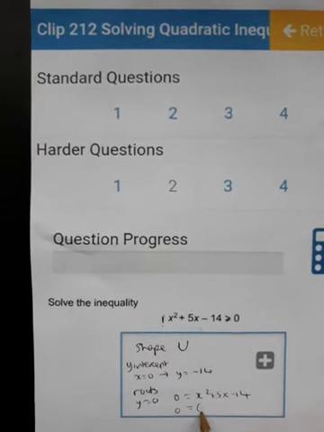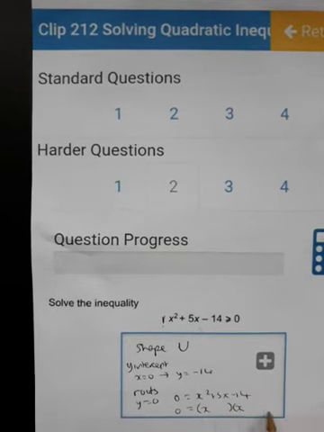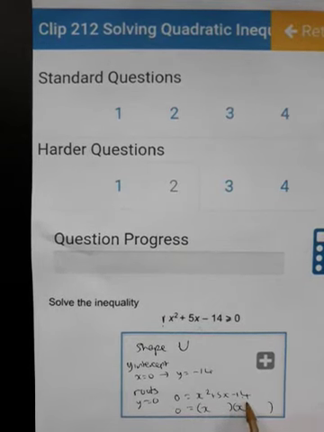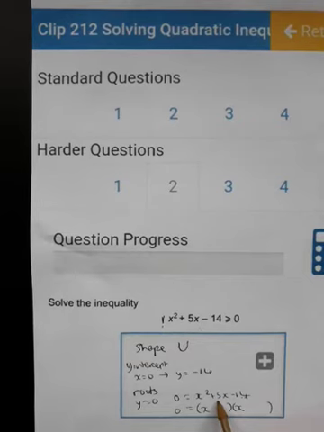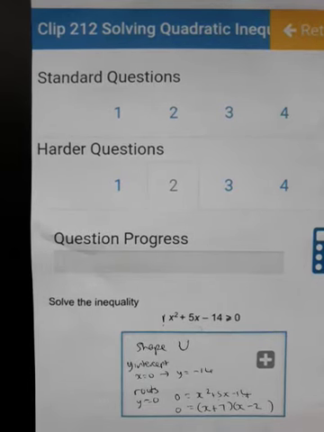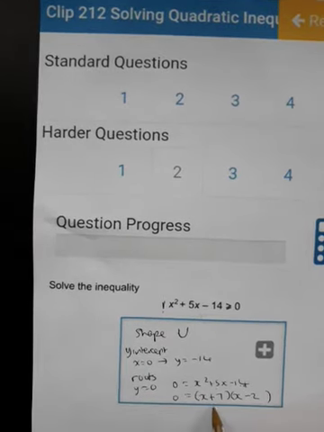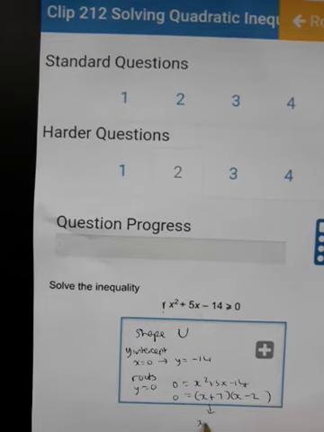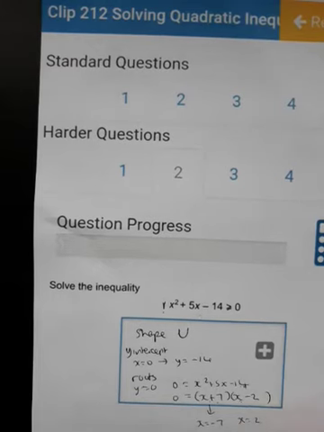Hopefully we always go for factorisation first. Looking at minus 14, what multiplies to make minus 14 and adds to 5? That's a 7 and 2. That looks like a plus 7 and a negative 2 there. So solutions: for this bracket, x equals negative 7 would make that bracket 0. What value of x would make that bracket 0? x equals 2. So there are our solutions.